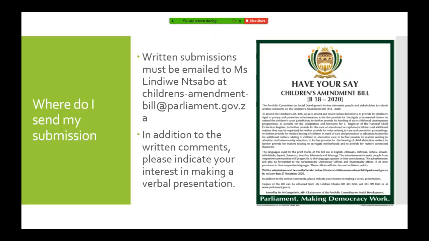This is where you send your submissions to. See that address there? Children's Amendment Bill at parliament.gov.za. Here's the advert that was placed in the newspaper. It's got all the details on it, and we will share that in the WhatsApp group and in the chat for this meeting, and it'll be emailed to all of the organizations that we know are working with young people. So key date, 27 November, and you email your written submissions or your request to talk to the MPs to this email address here, Children's Amendment Bill at parliament.gov.za.